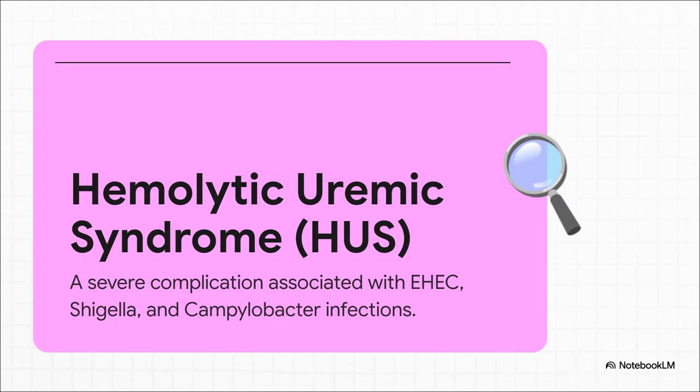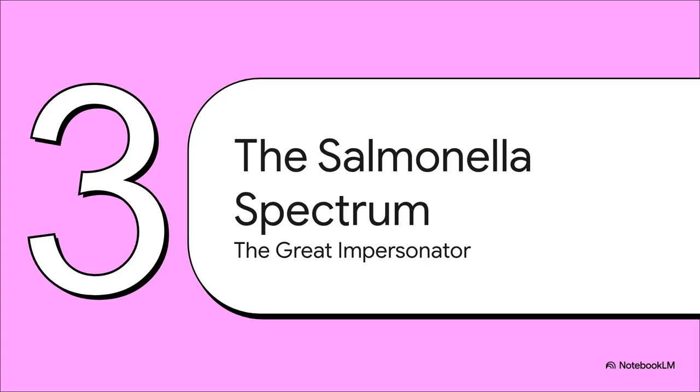It's a medical nightmare. So our number one goal when we suspect EHEC is supportive care and avoiding anything that might trigger HUS. All right, so we've got our secretors and our invaders, but now let's talk about an organism that kind of breaks the rules: non-typhoidal salmonella. I like to call it the great impersonator because it doesn't always fit neatly into one box. It can cause watery diarrhea, or it can cause an inflammatory, bloody dysentery. It really keeps you on your toes.